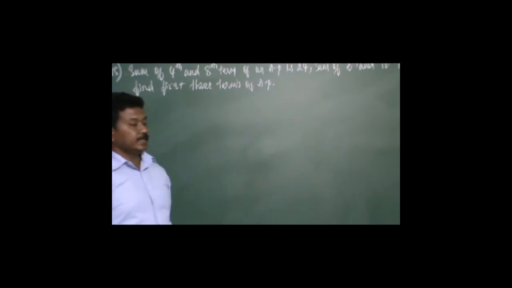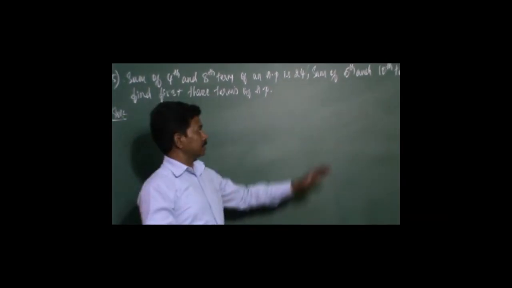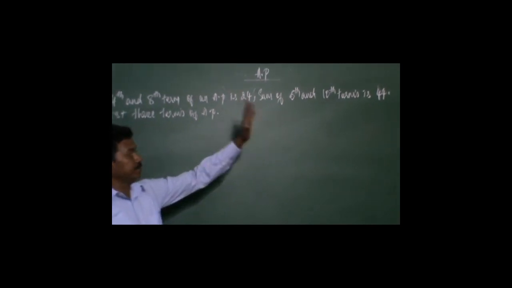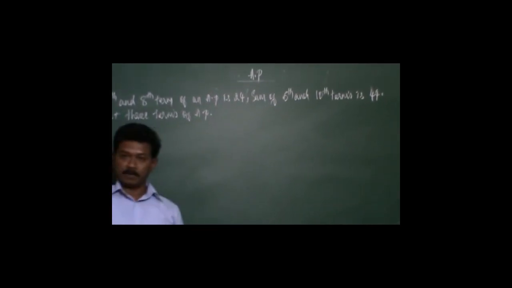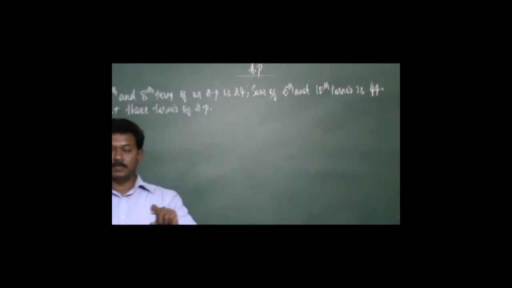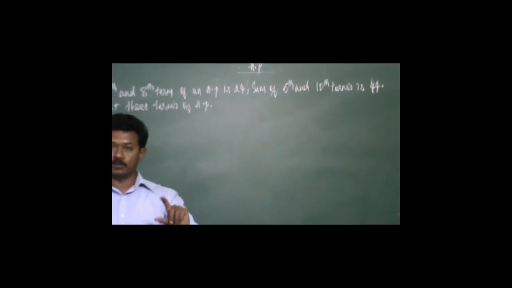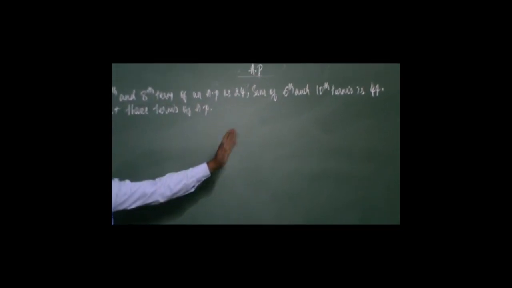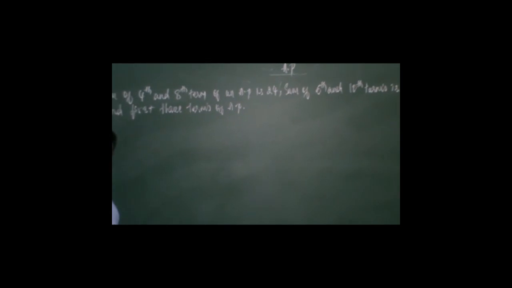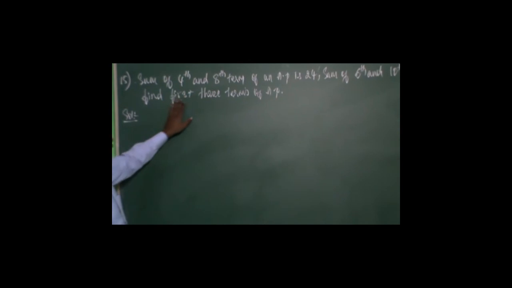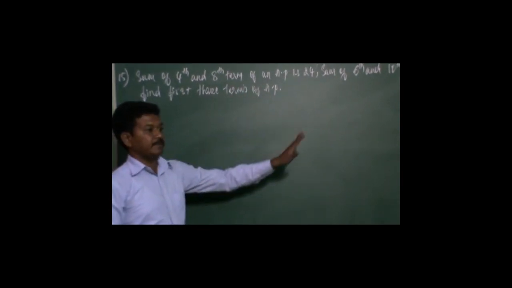Next, in the same AP, he takes the 6th and 10th terms and sees that the sum is 44. In the same AP, he takes out the 6th term and the 10th term and adds both terms. The sum he gets is 44. So everything he is doing is in the same AP, not a different AP. If that is the case, find the first 3 terms of that AP.